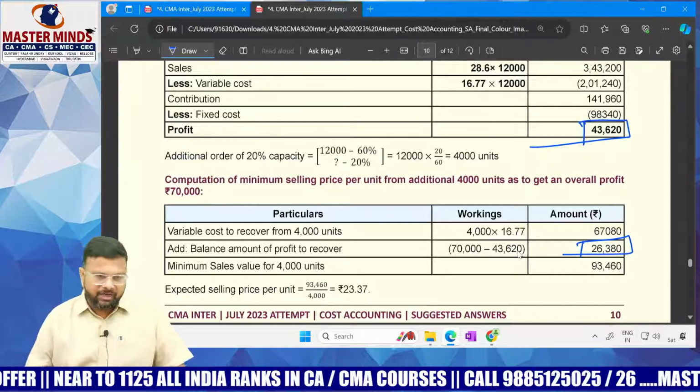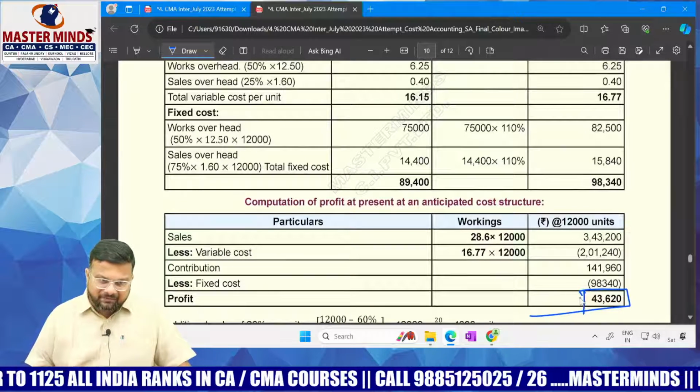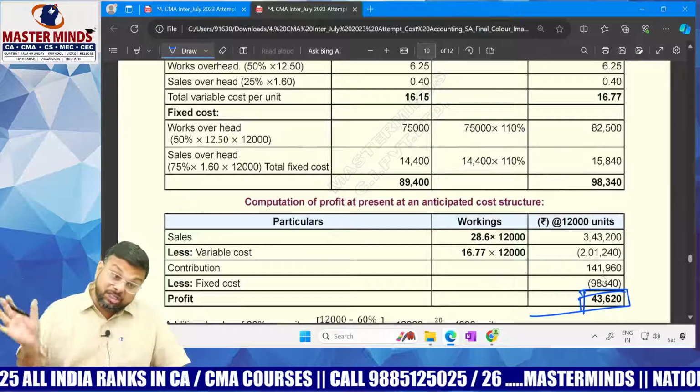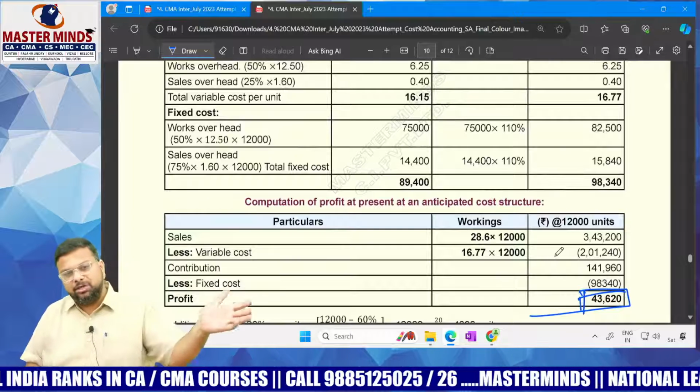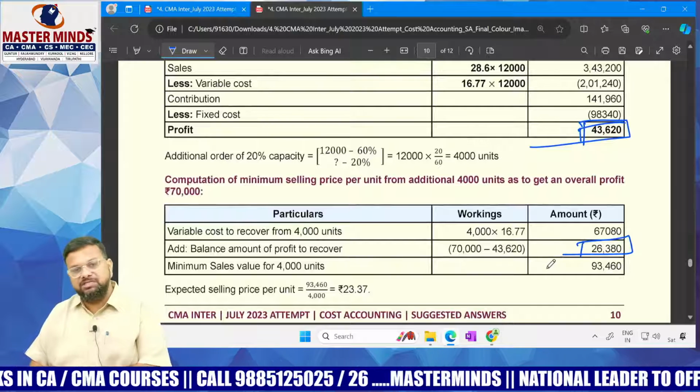Sir, why have we taken only variable cost? Because at 60% capacity, if the company is getting profit, it means the entire fixed cost is already recovered. That means for the balance 20% capacity, we only focus on the recovery of variable cost. Yes, that is what we have posted here, 67,080.